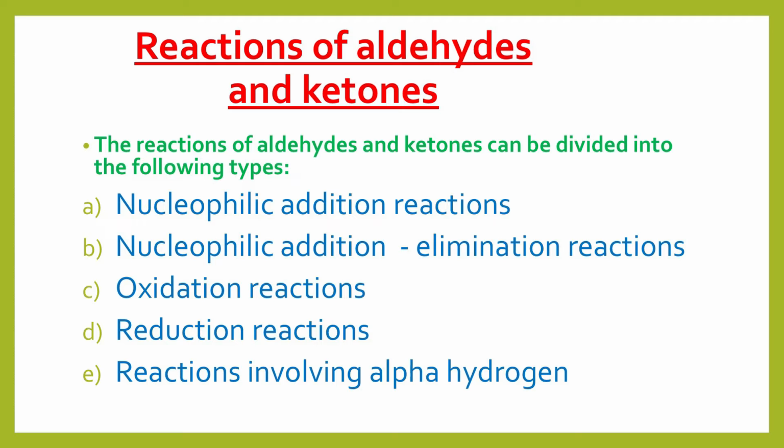The reactions of aldehydes and ketones can be divided into the following 5 types displayed on your screen. What are the types? Number 1, nucleophilic addition reactions; nucleophilic addition elimination reactions; oxidation reactions; reduction reactions; and reactions involving alpha hydrogen. These are the 5 types of reactions that aldehydes and ketones exhibit. We will discuss each and every reaction in detail.